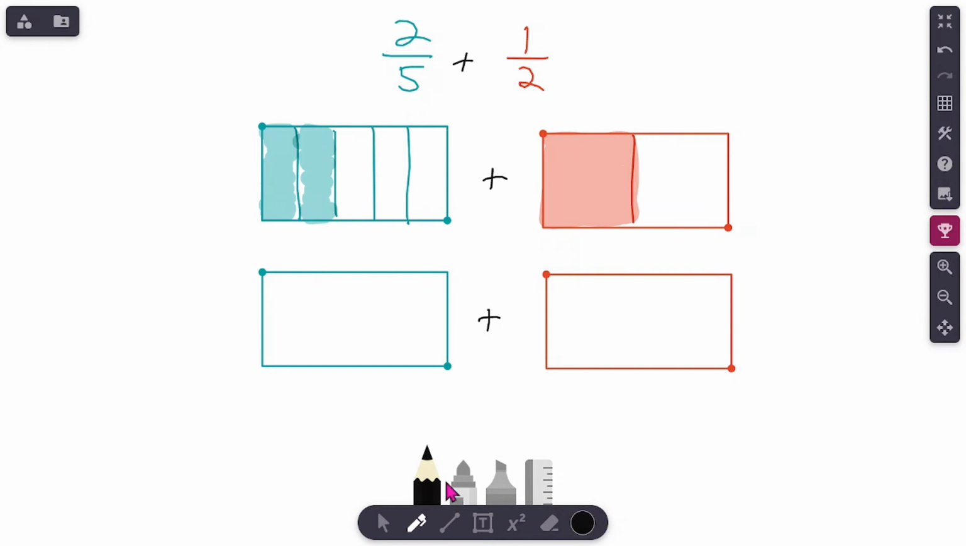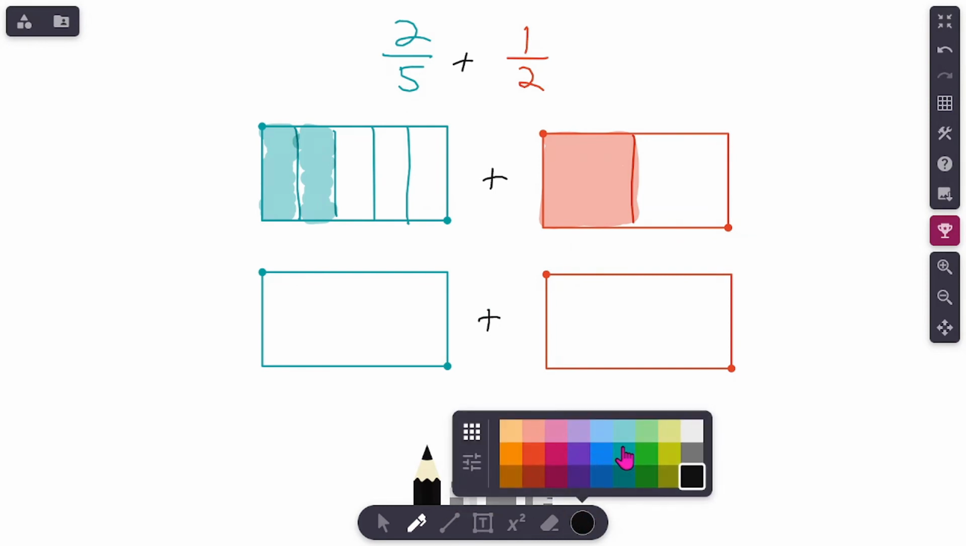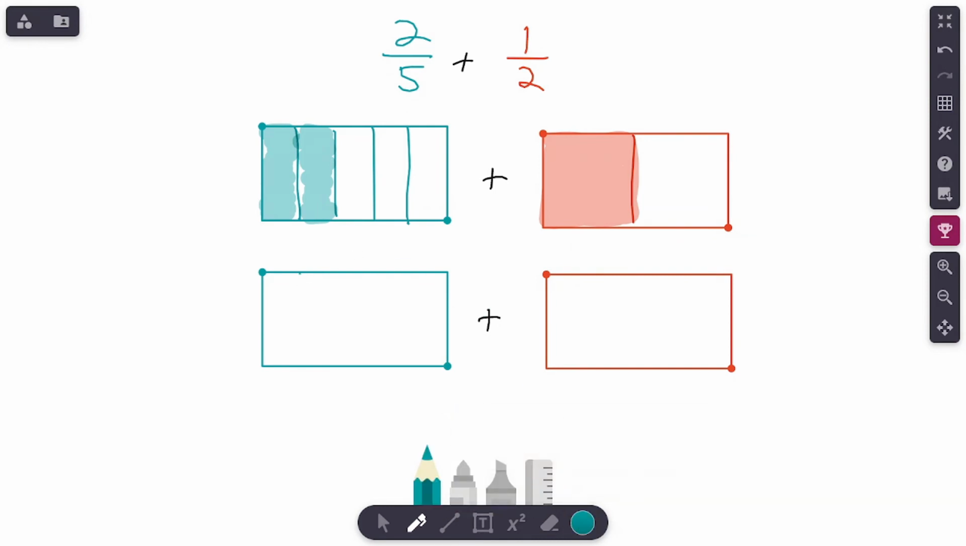So now that we have this, same thing, go ahead and draw 2/5. I'm going to do it vertically. You can do it horizontally, but I'm going to do it vertically just to stay consistent. So we're drawing 2/5 in this model.